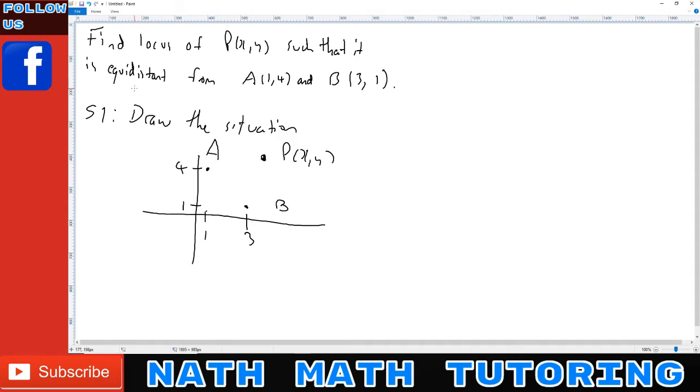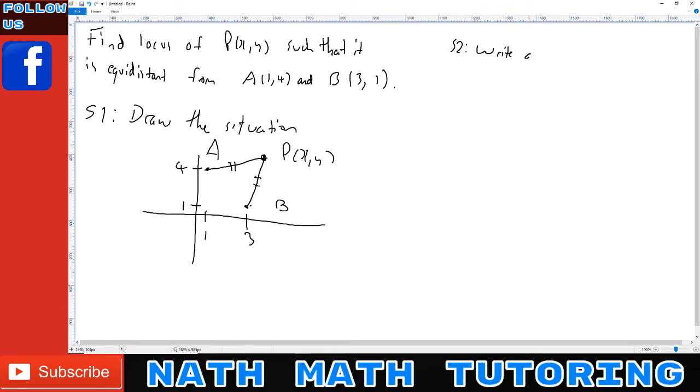Equidistant means equal distant. That's just those two words combined together. So that means these lengths are equal. So that's step 1, draw the situation and especially mark the special condition they gave. The special condition was that these distances were equal, so let's mark that. That's going to help us with step 2.